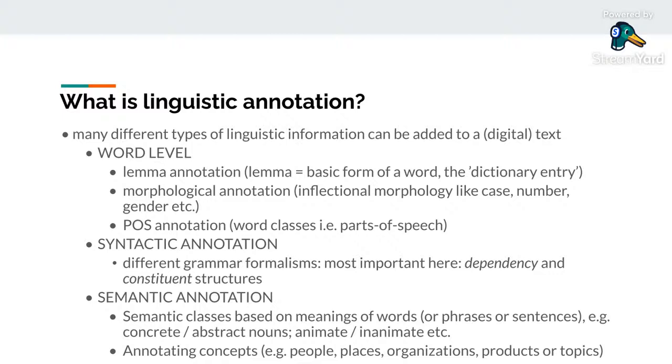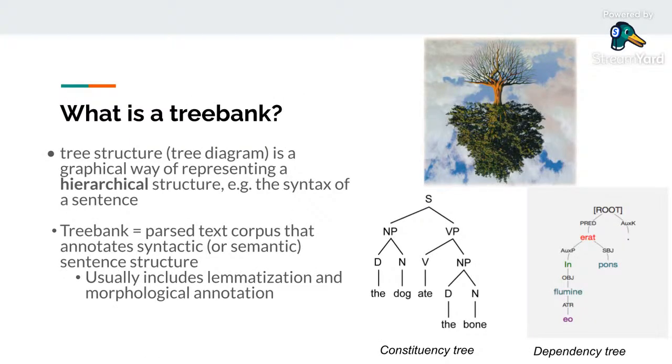And then we could also add semantic annotation, so different meanings of the words, or what's animate or what's inanimate, and these sorts of things. So many different things you could do. Basically, what we are doing is on the word level and syntactic level at this point. So treebank is the term we are using to mean a corpus of syntactically annotated sentences, text. One tree structure is a hierarchical structure of the syntax of one sentence. So the treebank is the parsed text corpus with the syntactic annotation.